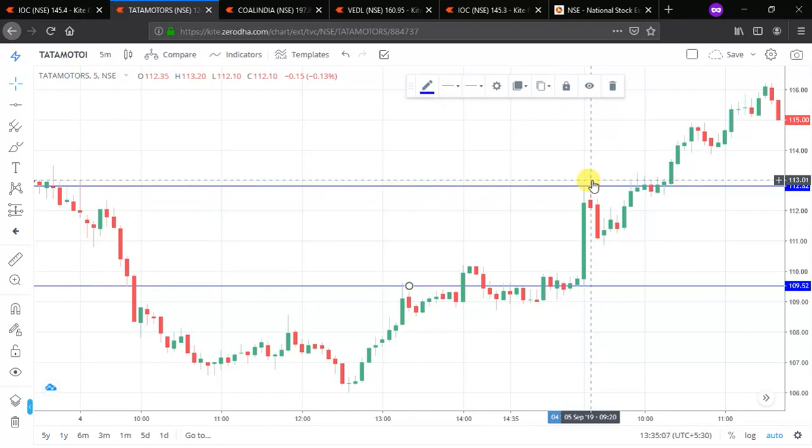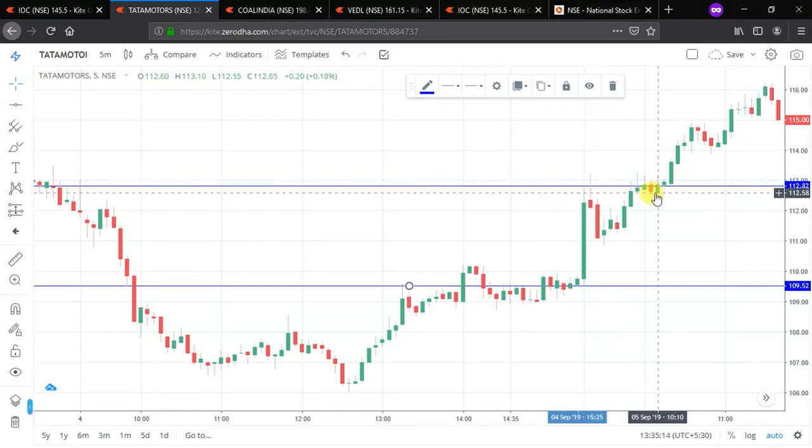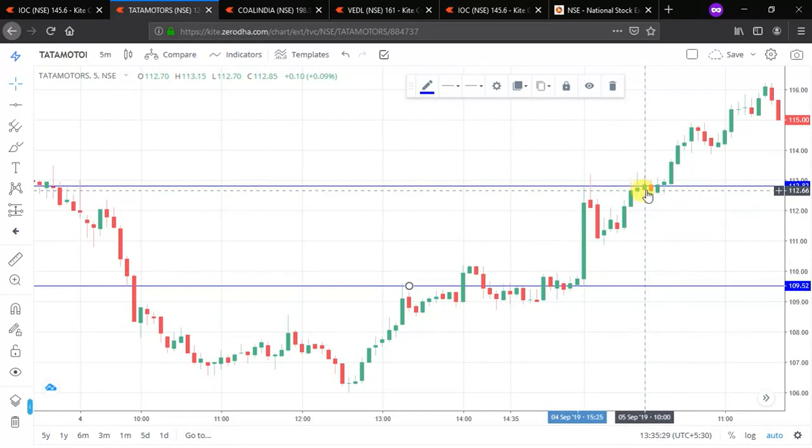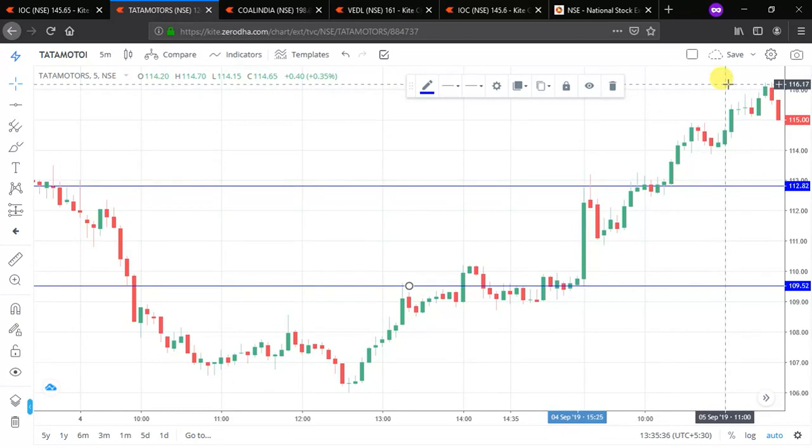For the safe traders, people who trade very safely with their cash, they can enter only after a candle closes above this high. See, this candle closed above this high. After that you can go for an entry in the next candle, and you would have got 116.17. It has gone up to such a great extent.